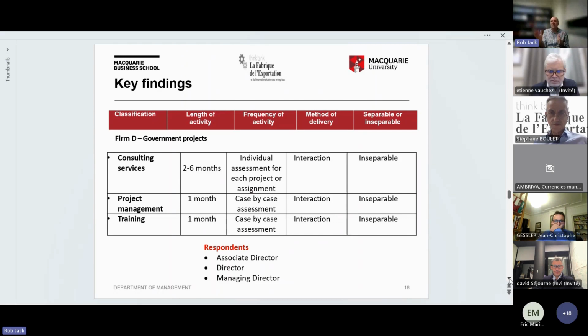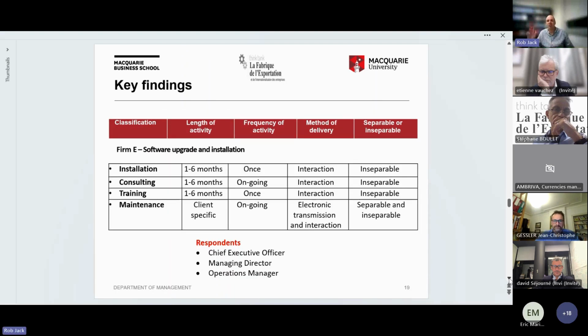And you can see here that, again, their activities are very interactive, very inseparable, but they are quite defined in terms of the length of the activity. Okay, so they're quite short span. None of their particular service activity is classified as ongoing. So it could be as little as a month. It could be perhaps up to 2 to 6 months.